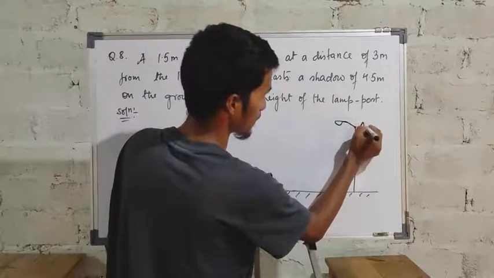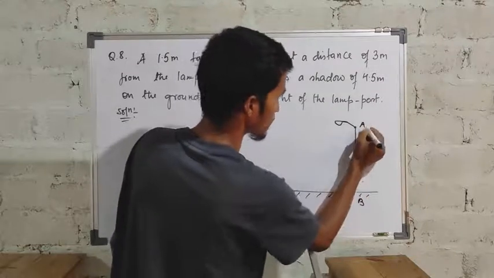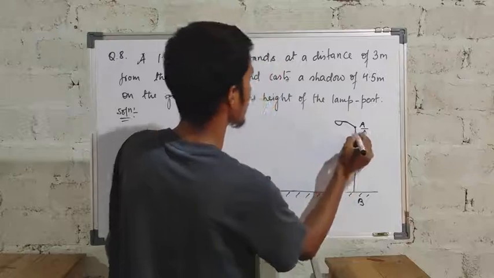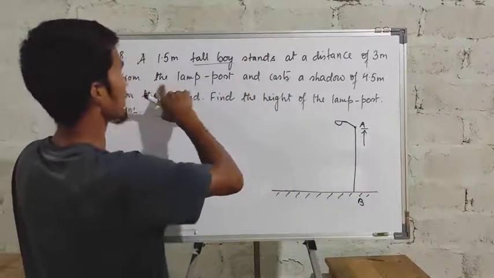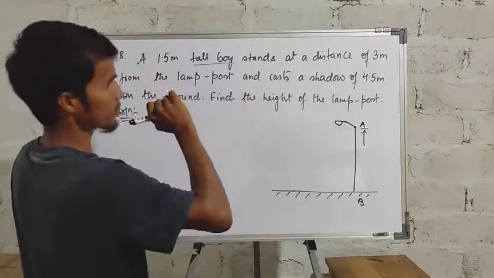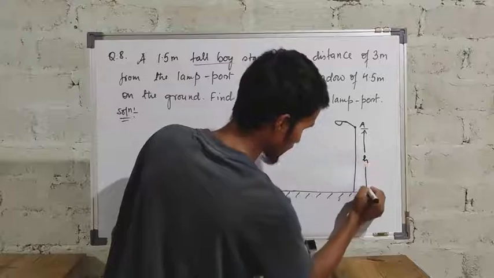Okay, consider this is point A, this is point B, then this is the lamp post. Of height, how much is given? A boy is at a distance of 3 from the lamp post and casts a shadow of 4.5. Then find the height of the lamp. We need to find the height of the lamp post.